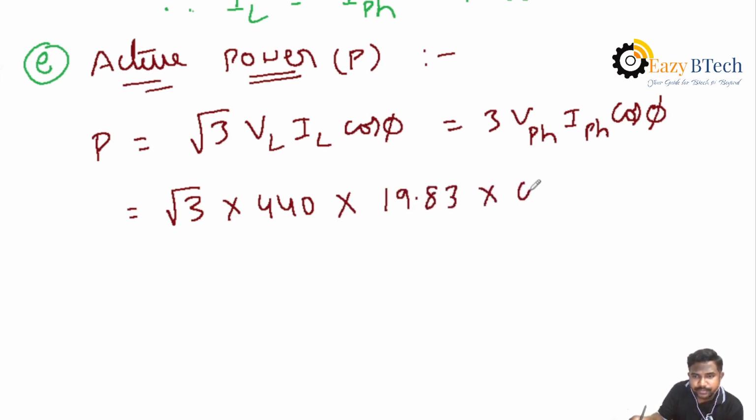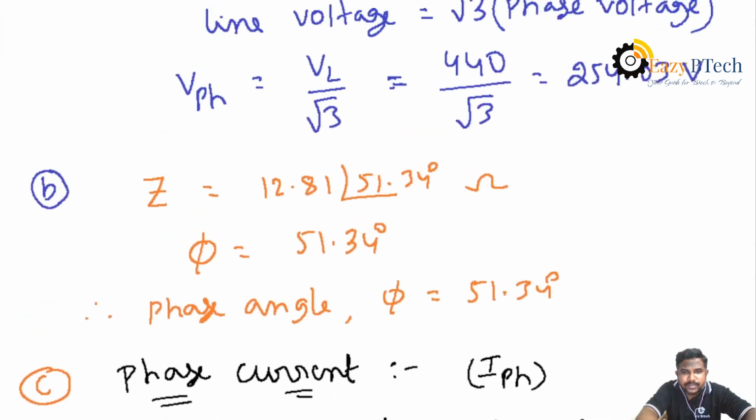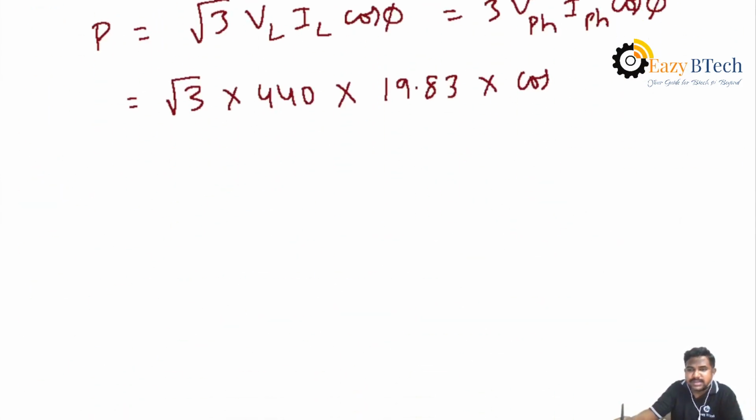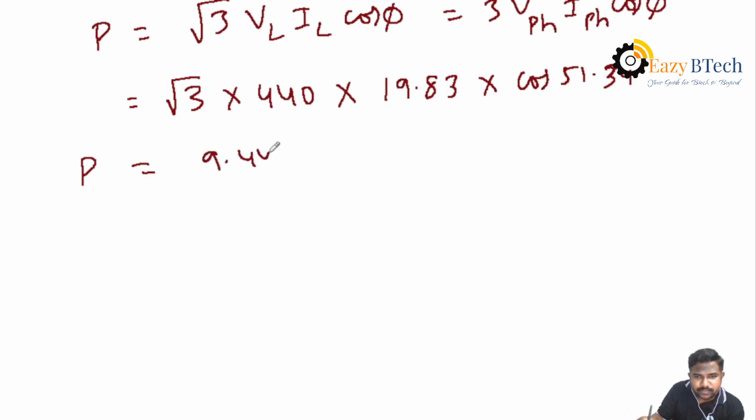19.83 into cos phi. What is the phi value? That is the phase angle of the system. We have already calculated the phase angle, that is the angle in the impedance value, that is the phase angle of the system, 51.34, that is the phi value. Hence cos phi is nothing but cos of 51.34 degrees. Then you can multiply the values, and you will get 9.44 in the form of kilowatts.